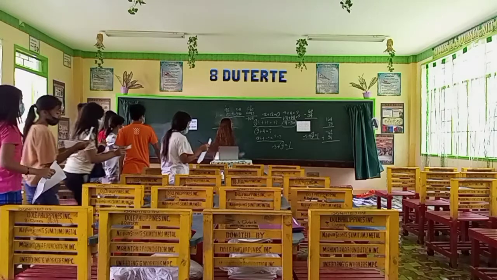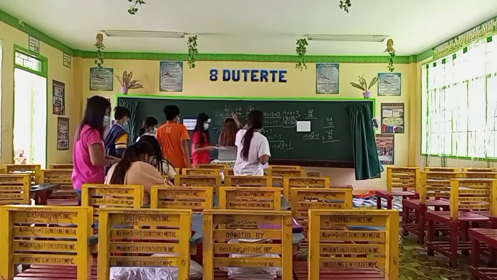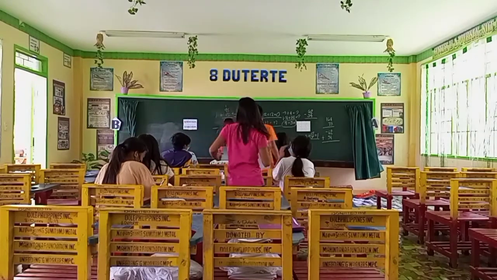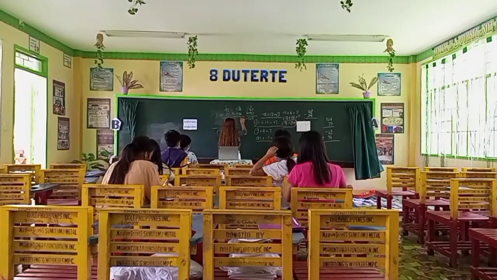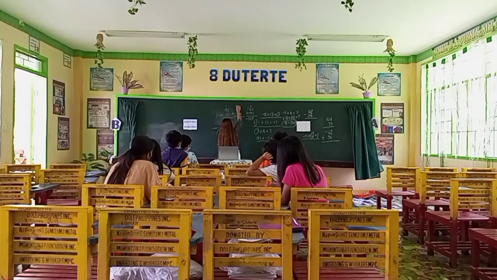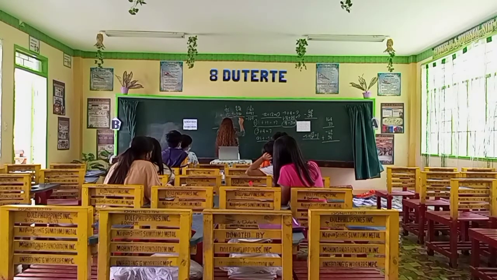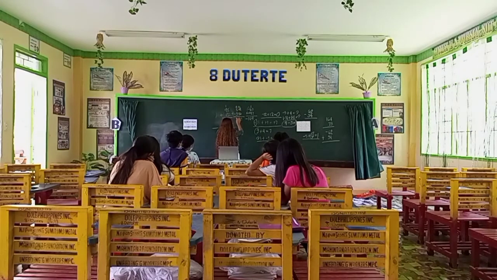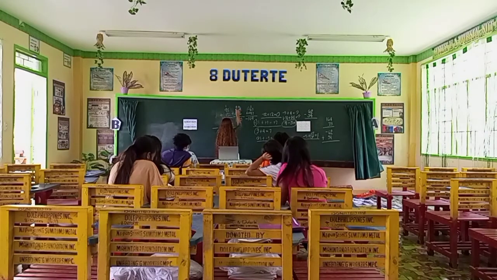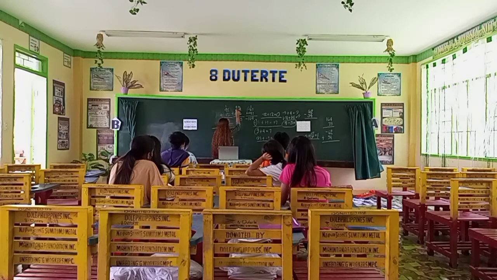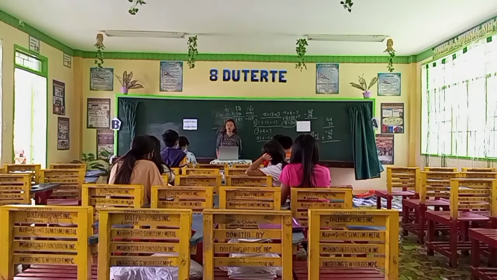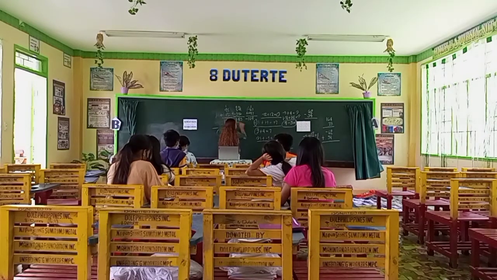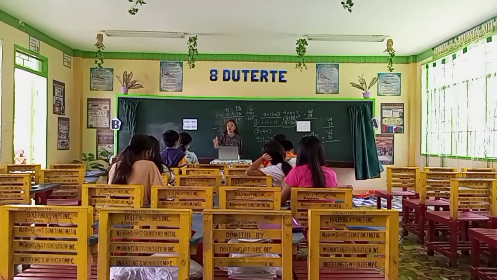Let's see. 541 plus negative 396. We have 11 minus 6 equals 5. Magiging 13, 4. Magiging 4. And 4 minus 3 equals 1. And 541 has the highest value and it has a positive sign. So therefore, tama yung sagot ninyo na positive 145.